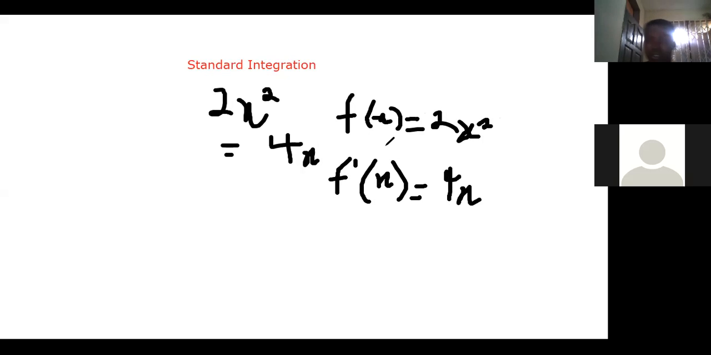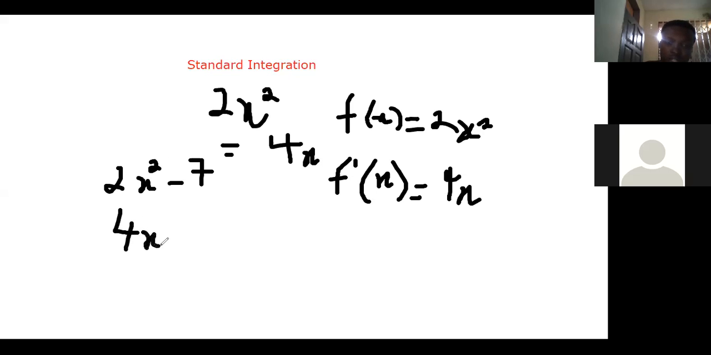Now, however, you also realize that if I'm given 2x squared minus 7, when I differentiate it, what am I going to get? I'm still going to get the same 4x. I hope you get it. I'm going to get the same 4x because differentiating the constant will go to 0. So this will give me 4x. I hope you know that.